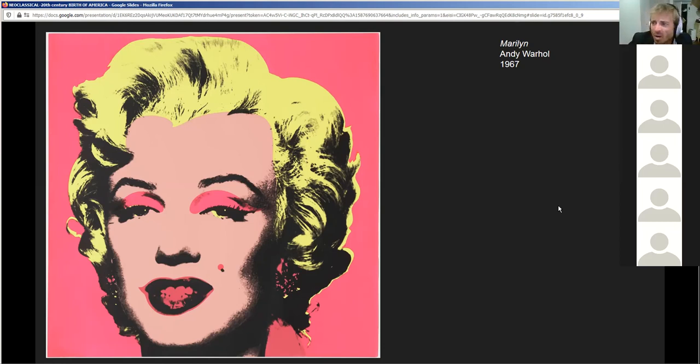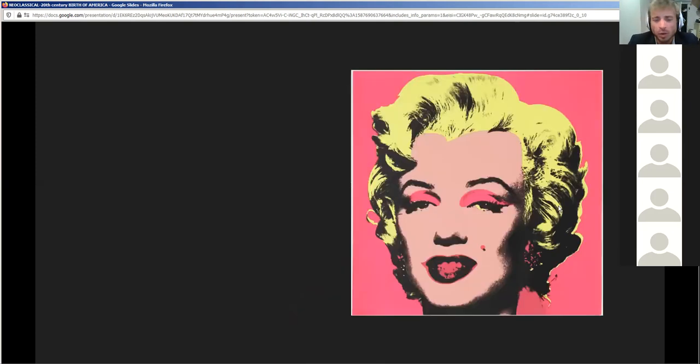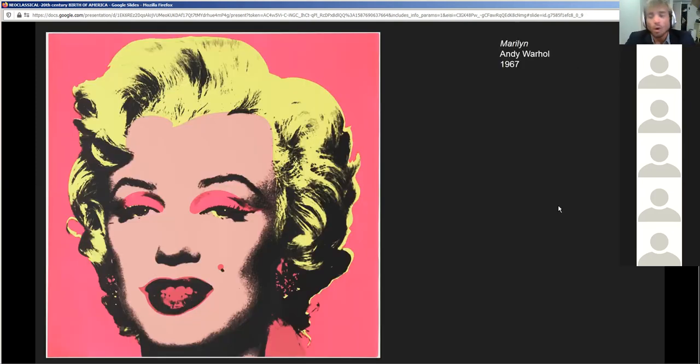They're not very warm, at least in terms of what we know from the familiar color scheme of skin and hair. And she doesn't have a background, right? The background oddly makes her float in space. So how might that relate to pop culture? Or her, the phenomenon of being a pop icon?